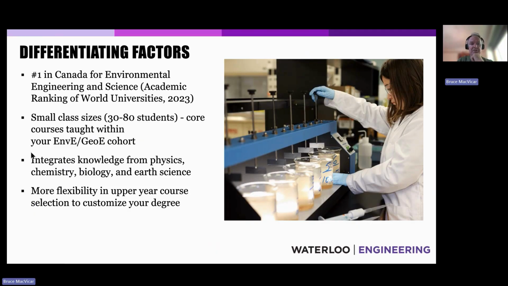We are a field of engineering where you're really integrating knowledge from different fields. So if you think of yourself as kind of a science type of engineer, an engineer that really likes to understand natural sciences, this could be a good area for you. We're thinking about chemistry, biology, earth science, and physics, and trying to fit those all together into engineering systems. And we've added a lot more flexibility in your upper year course selection, so there's more choice.